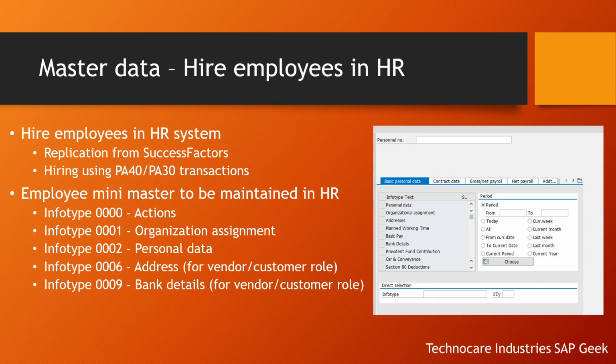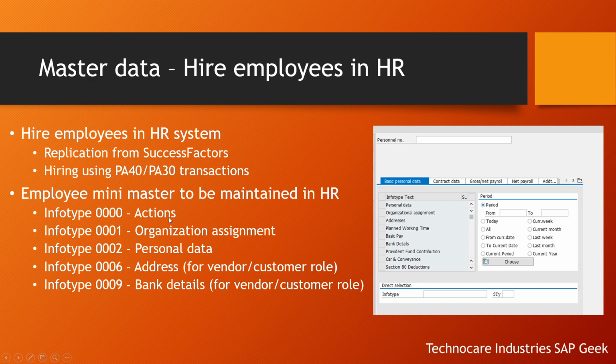Now the next step is to ensure that complete master data is present, which is required for business partner generation. So first thing is that we need to make sure that employees are hired in the HR system. Now there are two ways to hire employees in HR system, whether they are replicated from SuccessFactors or they are hired using manual transactions PA40 or PA30. Once they are hired, the minimum HR master data that has to be present is Infotype 0, 1, 2, 6 and 9.